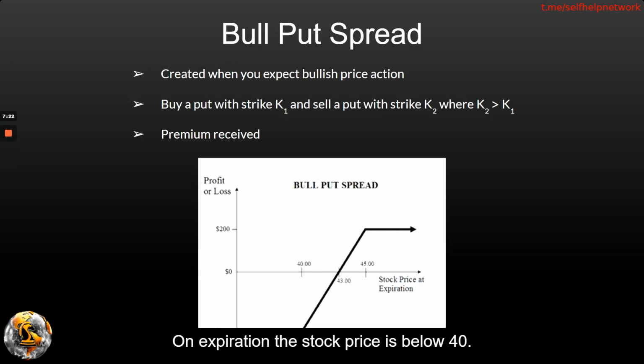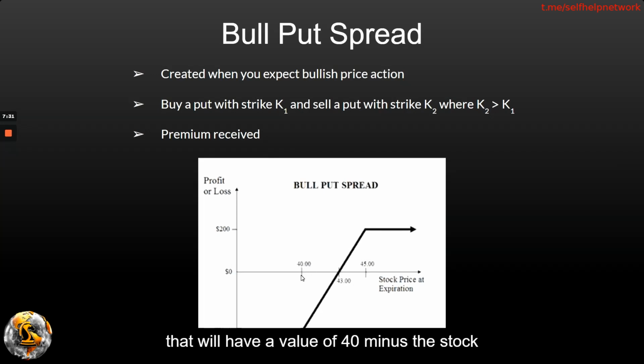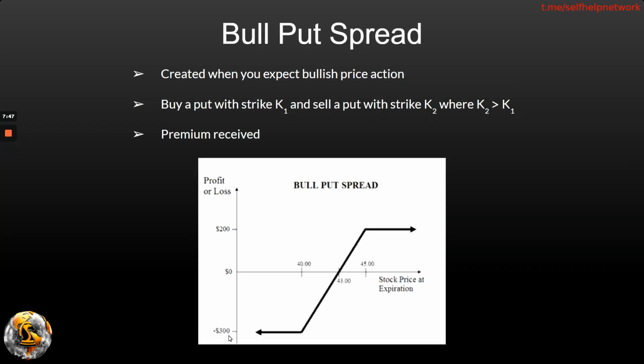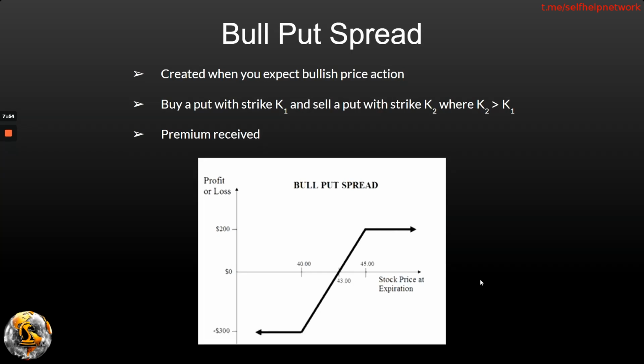If on expiration the stock price is below 40, the put that you bought will have a value of 40 minus the stock price, and the put that you sold will have a value of 45 minus the stock price. The net value to you would be minus $500. But you got $200 in premium here, so your max loss would be minus $300. So I hope you're starting to understand the payoff structure in these situations.